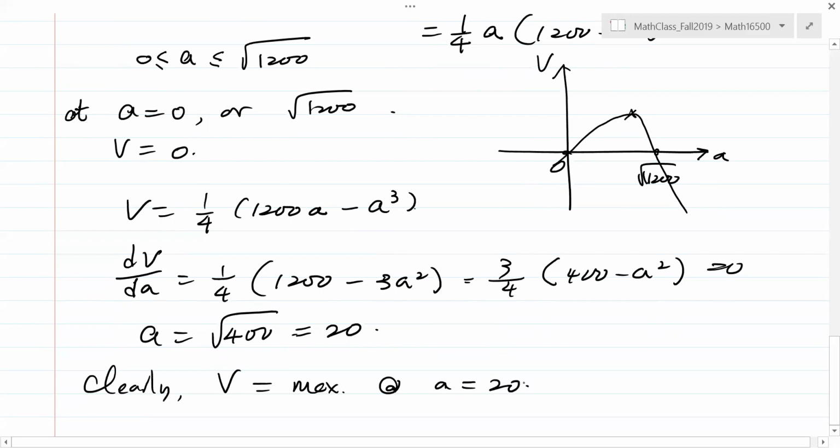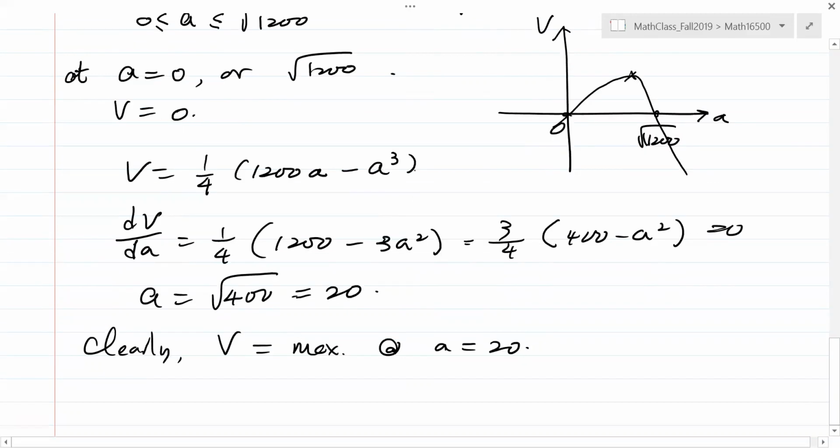You only have one critical number, and the volume is equal to 0 at the 2 endpoints, and between those 2 endpoints it is positive. So of course, the function has an absolute maximum value at 20.